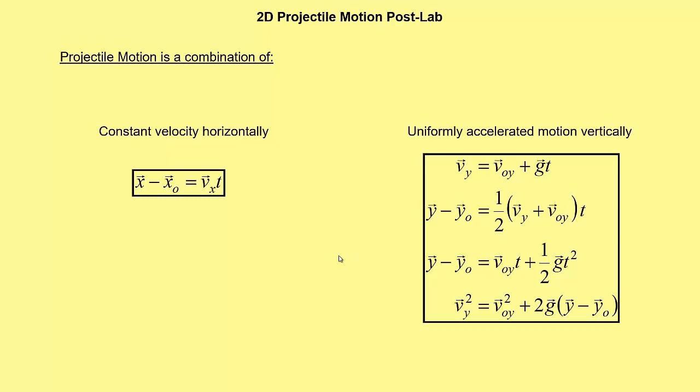and he realized that it would move in a parabola if the horizontal velocity was constant and the vertical velocity was uniformly accelerated. Now, he didn't have Newton's laws because Newton's come after Galileo, right?